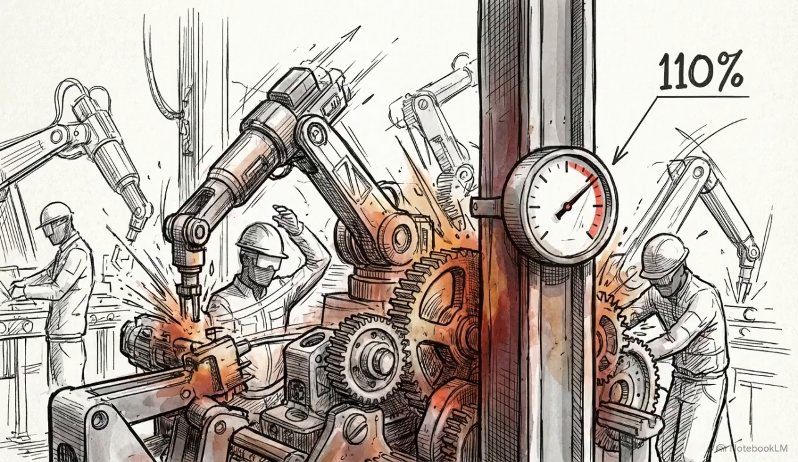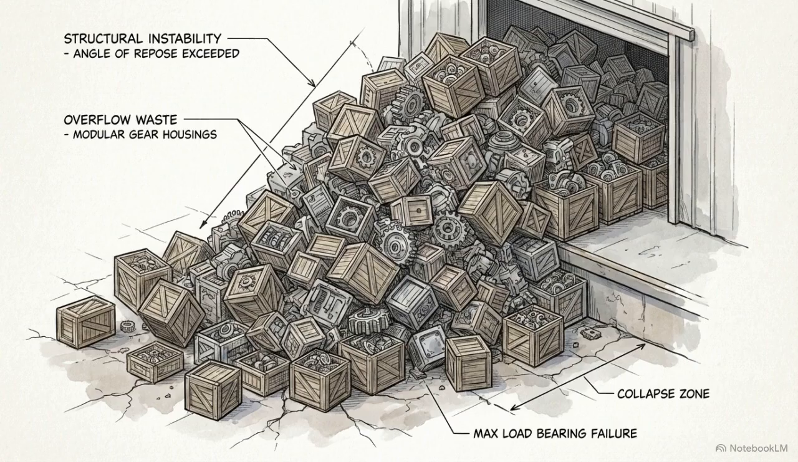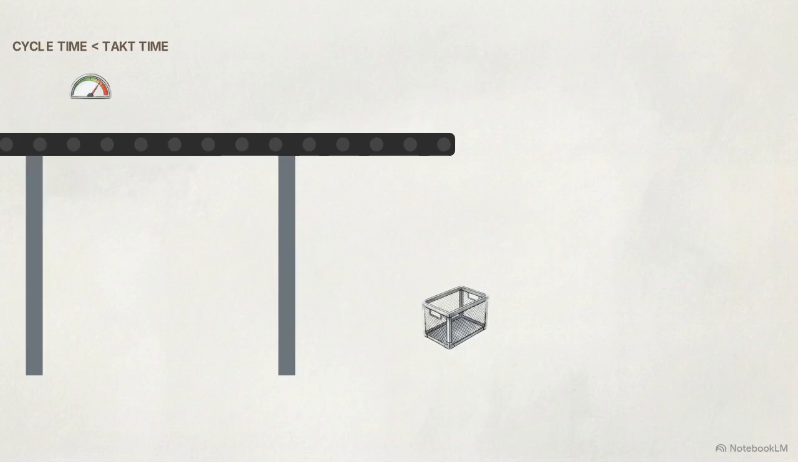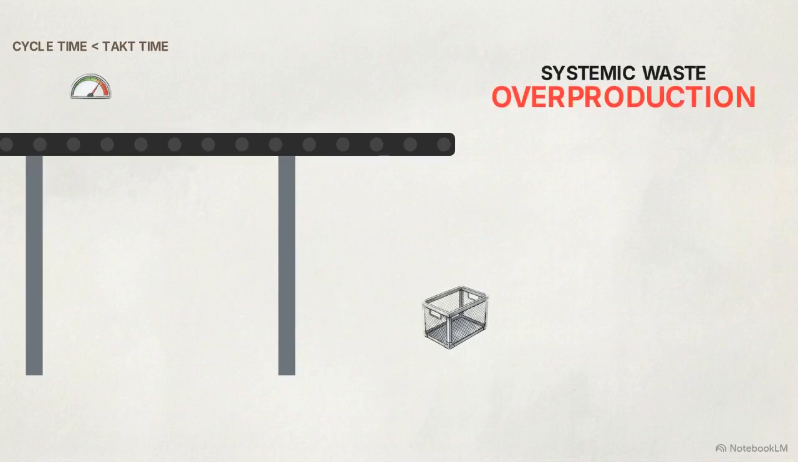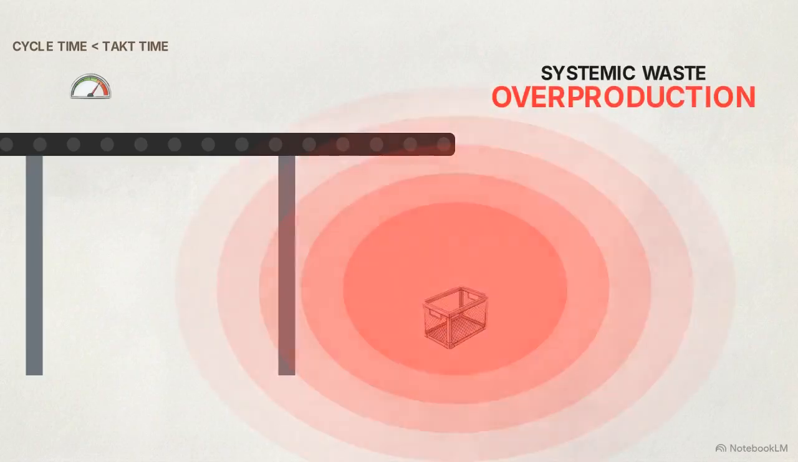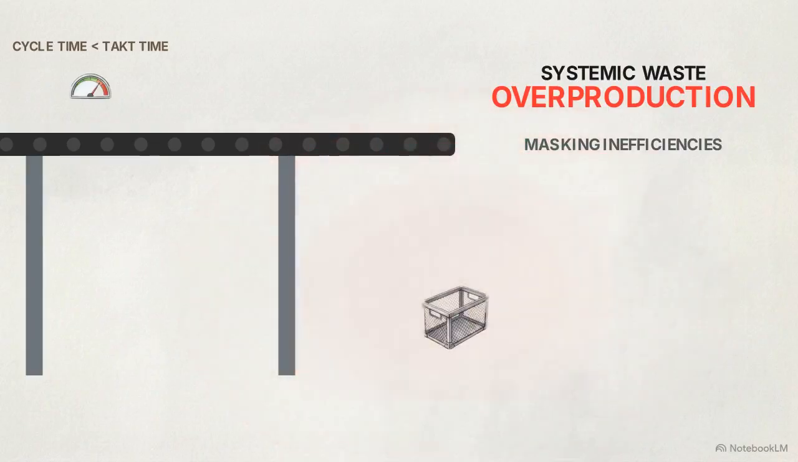The standard operational instinct is to run machinery and personnel as fast as physically possible to maximize utilization rates. Operating without a synchronized pace inevitably leads to overproduction. In lean systems, building products faster than the market consumes them is identified as the most severe systemic waste, tying up capital and masking underlying inefficiencies.